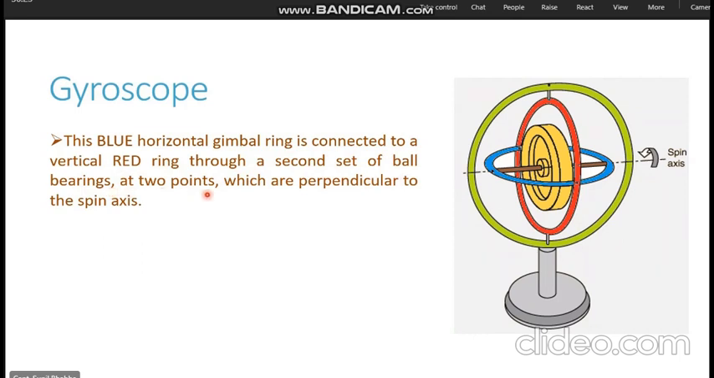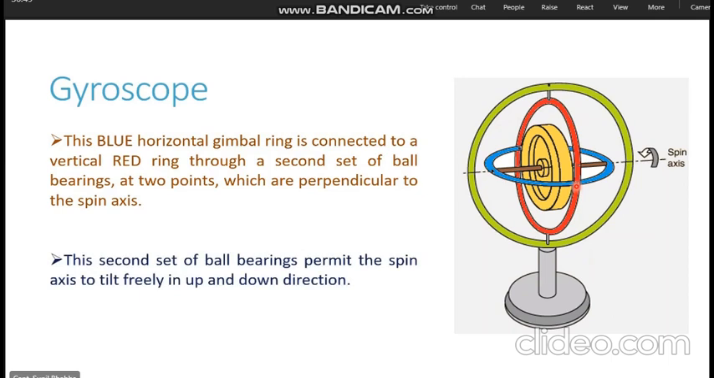at two particular points. And these 2 points are made in such a way that these are perpendicular to the spin axis. The spin axis brown color rod is here, and you can see the connection point between the blue ring and the red ring are perpendicular to the spin axis. And at these two connection points between the blue ring and the red ring, you have another set of ball bearings. Now this second set of ball bearings, which is present in connection of blue and red rings, they allow or permit the spin axis to move in up and down direction.